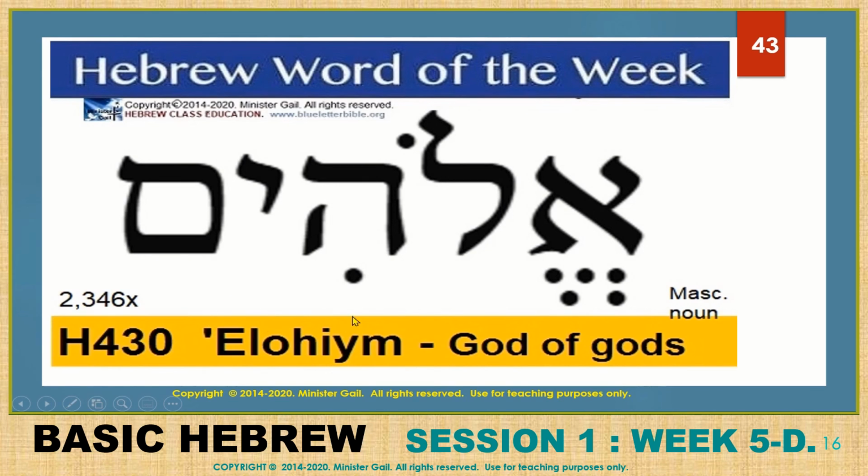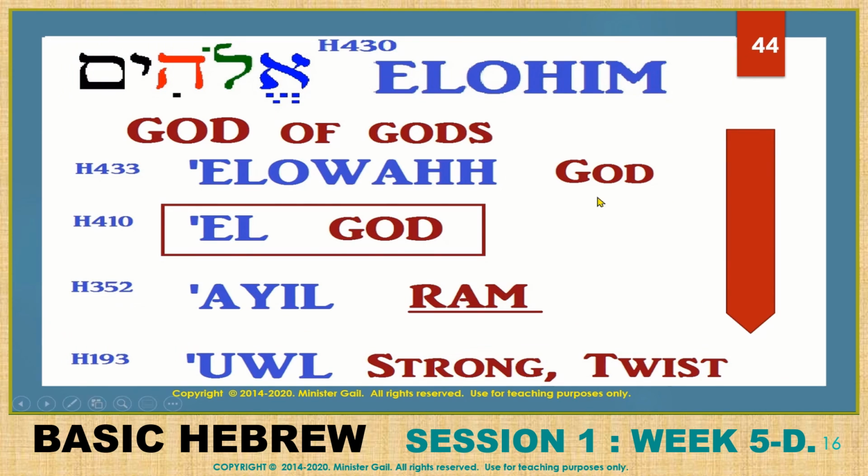So here's Elohim, the God of gods, same number, but you have to dig deeper and look up the definition. 2,346 times in your Strong's Concordance. That's a masculine noun. Angels are a masculine noun. Elohim, the God of gods, masculine. So let's look up Elohim and dig deeper to see the meaning of Elohim.